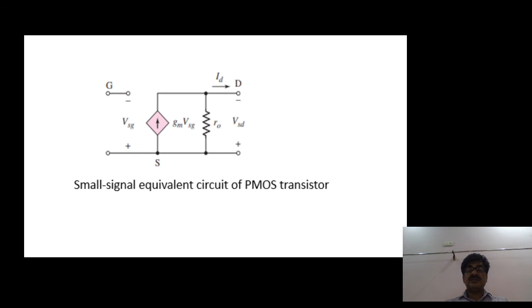In the next class, we will see the analysis of MOS amplifiers. MOS means MOSFET amplifiers. In the MOSFET amplifier case, the common source amplifier, common gate amplifier, and common drain amplifier come. So in the next class, let us see the analysis of the common source amplifier first of all.